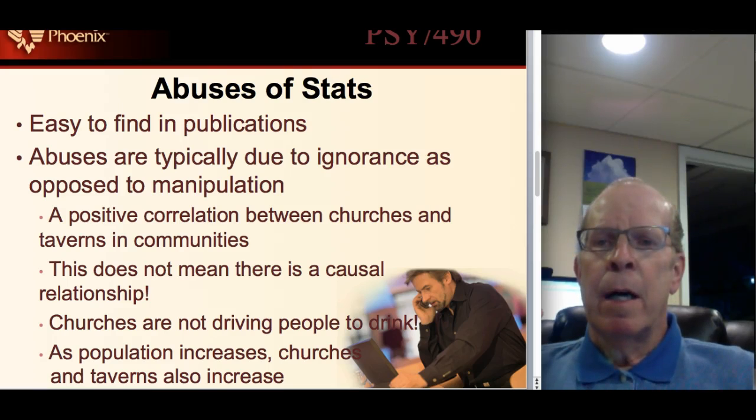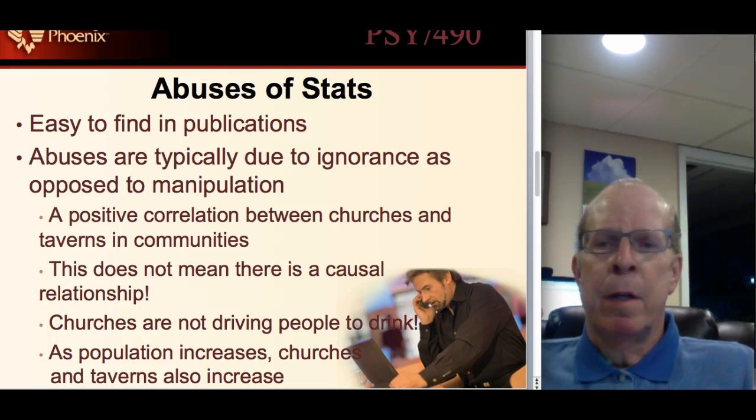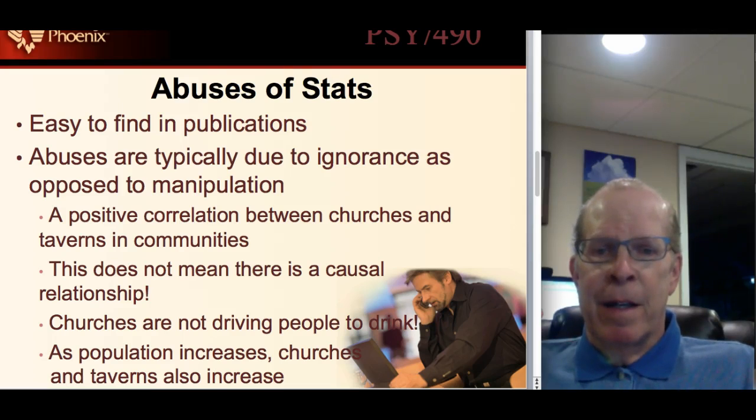Now, there's a lot of abuses of statistics, and it's easy to find them in publications even today. They're typically due to ignorance rather than to people trying to manipulate the public with statistics. One of my favorite ones is there's a positive correlation between churches and taverns in communities, and now this does not mean there's a causal relationship where churches are driving people to drink.